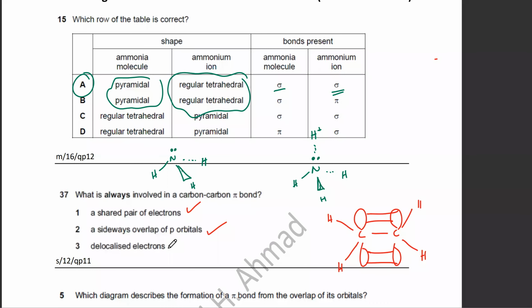And the last one is that it always has delocalized electrons, which is not true. The electrons are not delocalized. Delocalized means that they're free to move anywhere they like. The electron density is stuck in the middle between the two atoms. So that's not delocalized. So option number 3 is the one that's not always true.